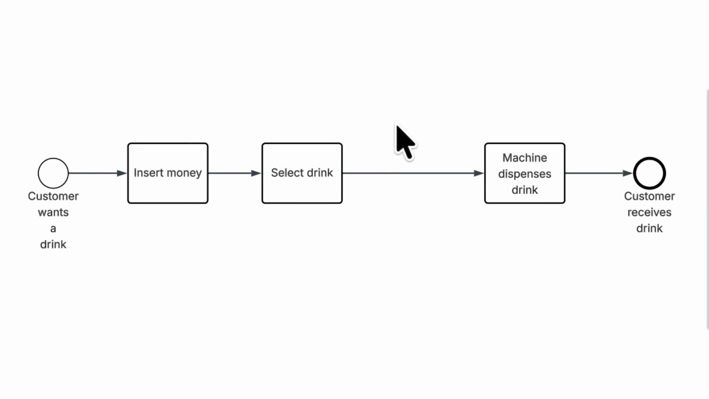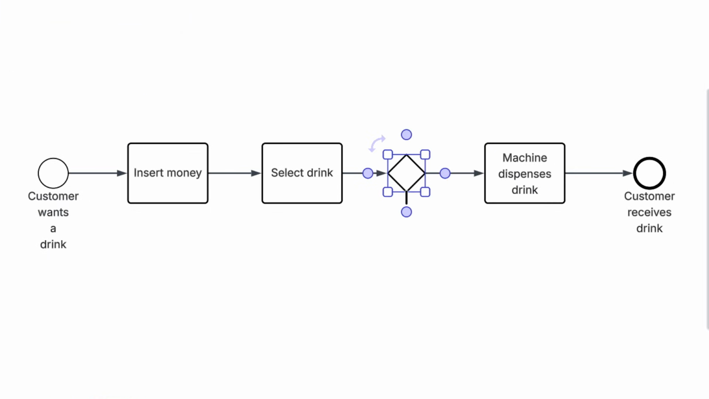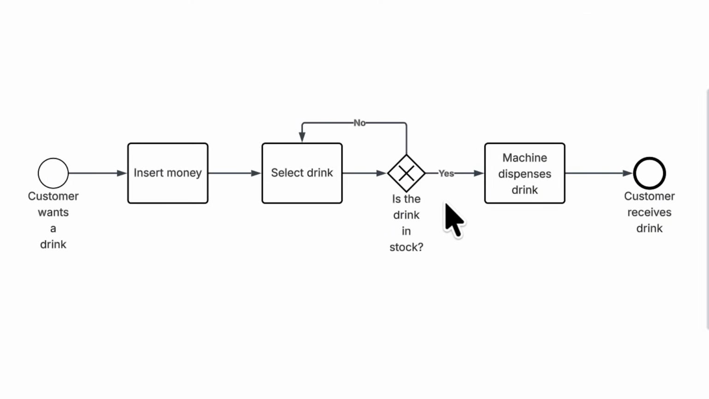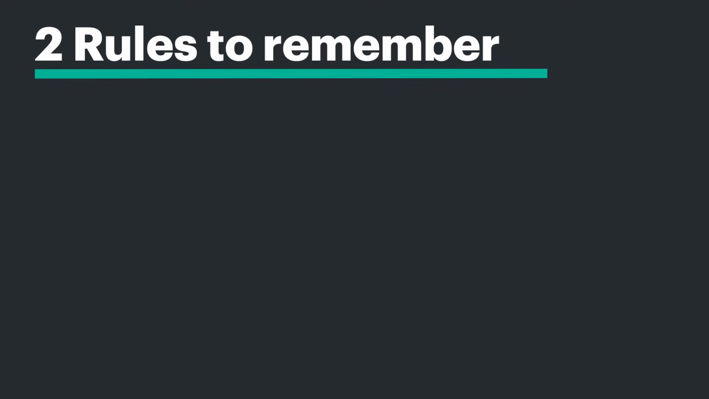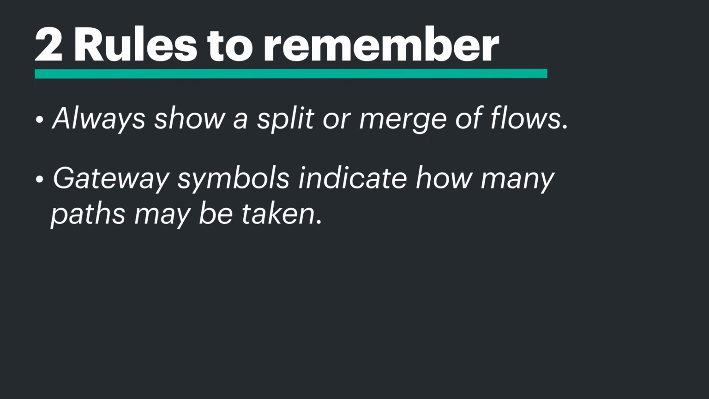Let's add a gateway to our vending machine process. First, we'll place it after the select drink activity. Then we'll label it, is the drink in stock? Then we'll draw one path for no back to select drink and continue the yes path to machine dispenses drink. Since the vending machine can only answer yes or no, this is an exclusive gateway because only one path can be taken. This directs the flow, closes the loop, and keeps the process moving forward smoothly. Here are 2 rules to remember about gateways. Gateways always show a split or a merge of flows, and gateway symbols indicate how many paths may be taken.